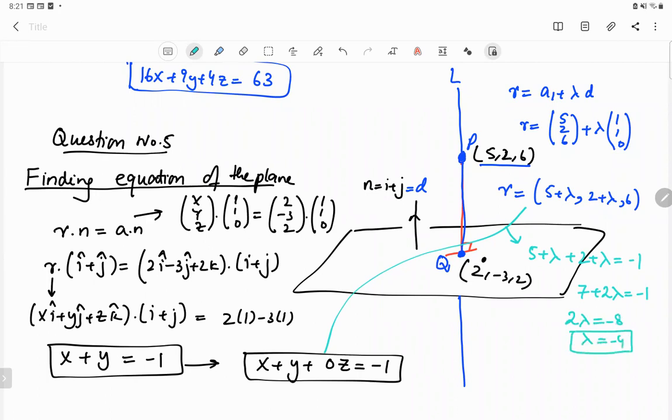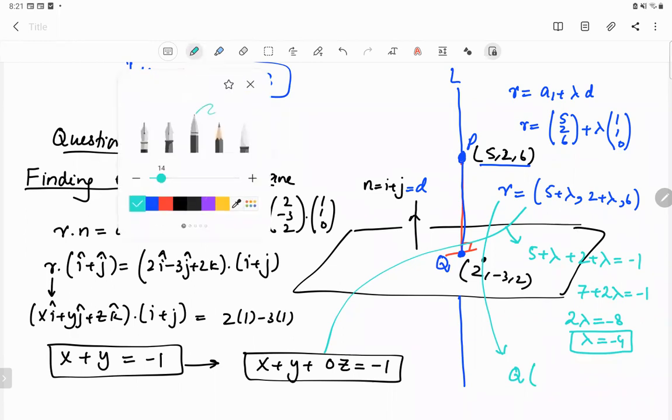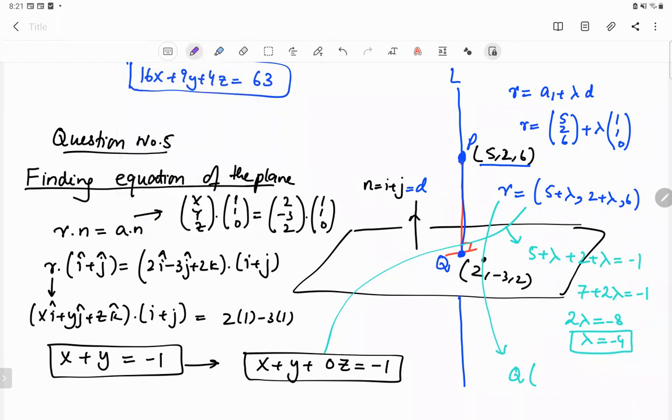Lambda is equal to -4, okay? Now you insert this value in this equation of plane. The coordinates of Q will become 1, -2, and 6. I have obtained these values by inserting this -4 over here, and then simplifying, okay?